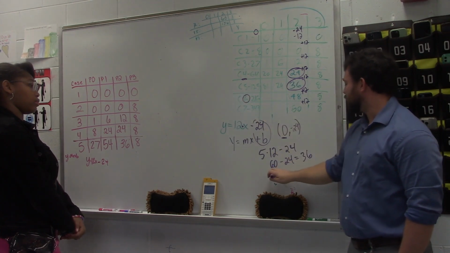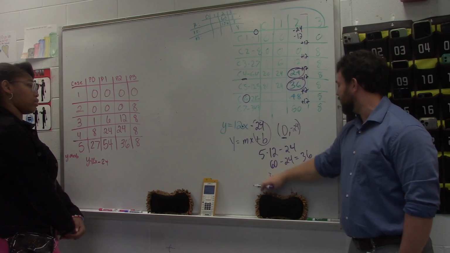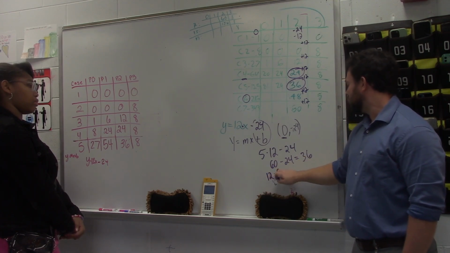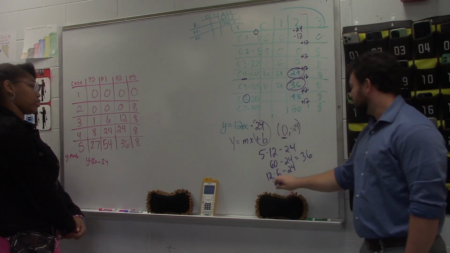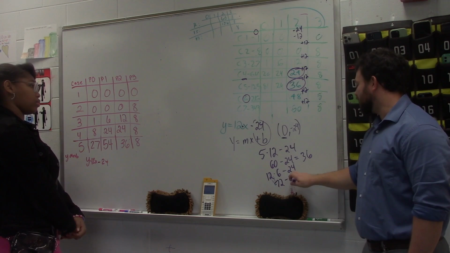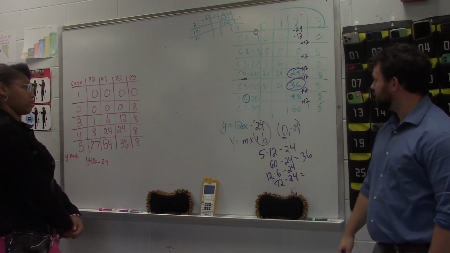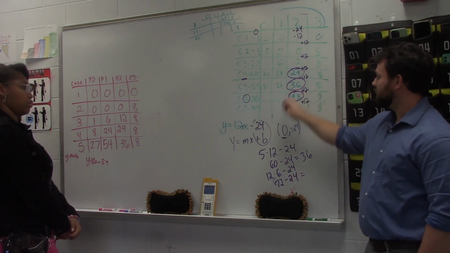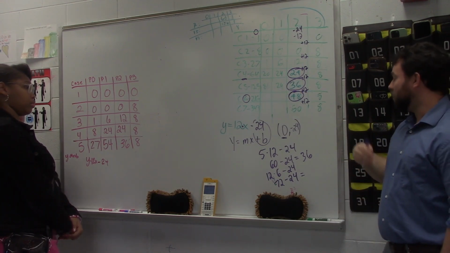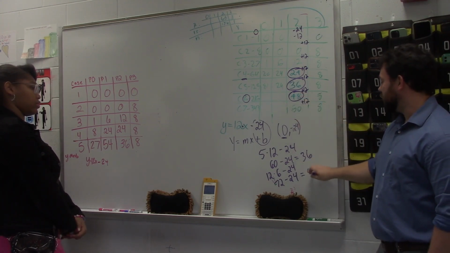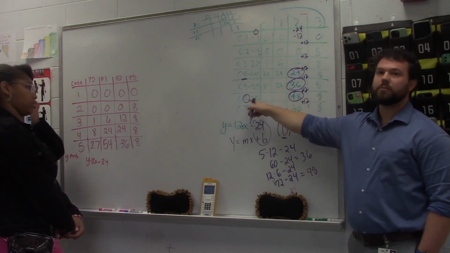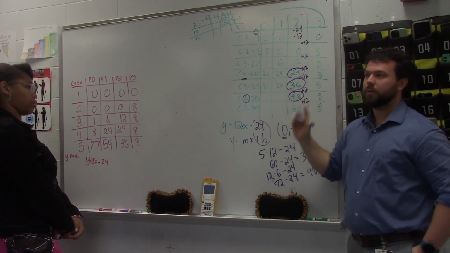Look at case 6. What's 12 times 6? 72. Thank you. Anybody want to take a shot in the dark what 72 minus 24 might be? 48. 72 minus 20 is 52. 52 minus 4 is 48. So the correct input mapped to the correct output.